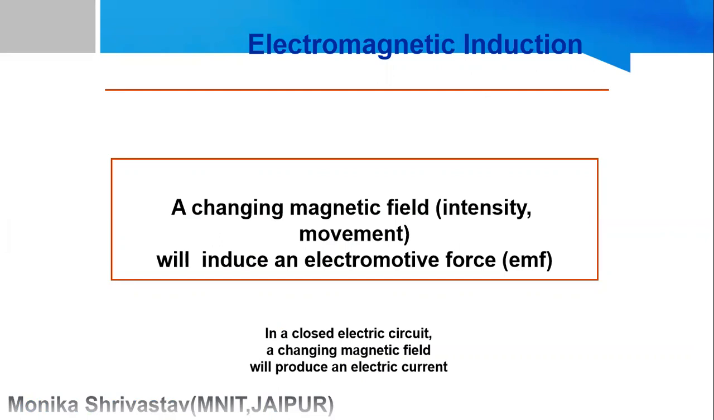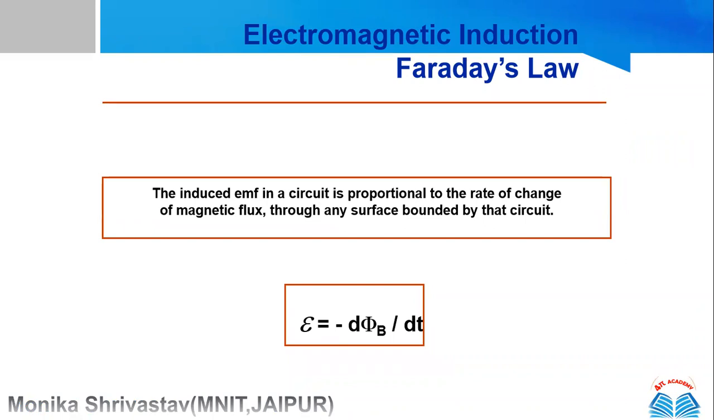So basically, what is electromagnetic induction? You all know the definition because you have studied it in your high school, like 11th and 12th. A changing magnetic field or intensity or movement will induce an electromotive force. Electromotive force, not electric force, not gravitational force, that is electromotive force. So this electromotive force is the specific term for the induced force due to a magnetic field. So in a closed electric circuit, a changing magnetic field will produce an electric current. How? We'll see later on.